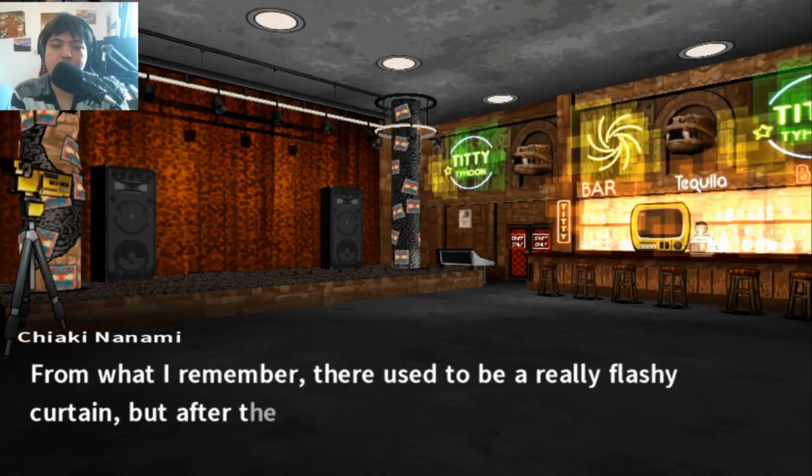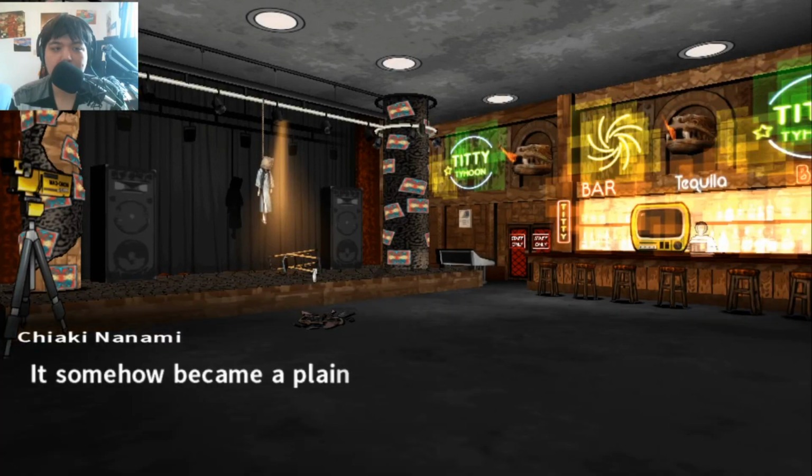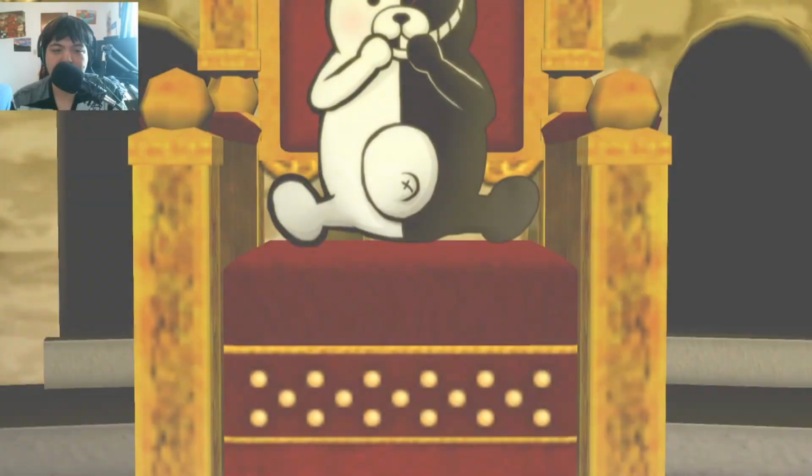From what I remember, there used to be a really flashy curtain. But after the incident, it somehow became a plain black curtain that didn't seem to be the right size. I see. You can tell because there's something behind the curtain that's still there. Like there's another curtain for the other side of it. So are they trying to make everyone believe they were killed at the music venue?